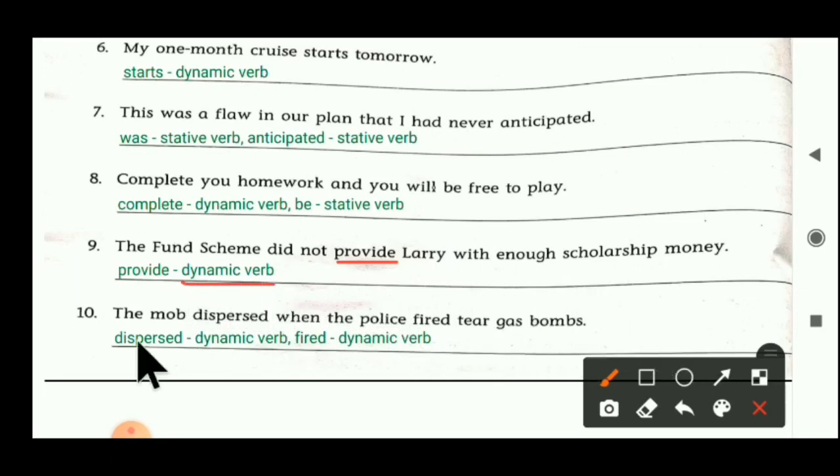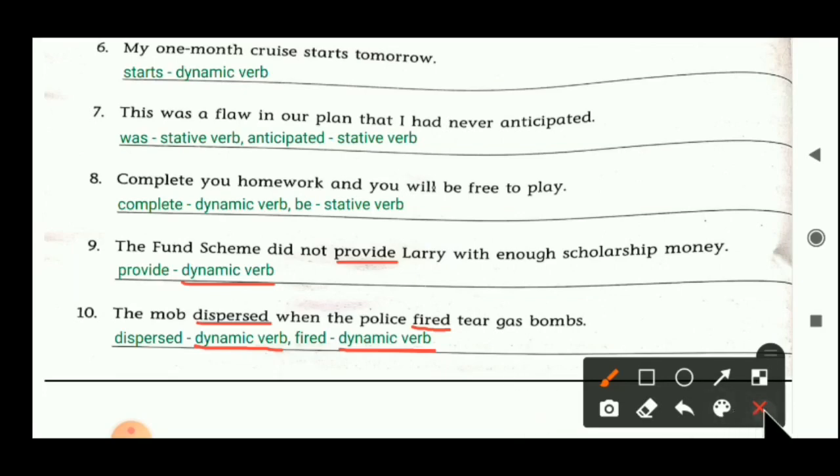Next one is there. The mob dispersed when the police fired tear gas bombs. Here dispersed is a dynamic verb, so an action. So we can say that dispersed is a dynamic verb here. And the second verb given here is fired. Fired is also one type of showing action. So we can say that it's a dynamic verb.